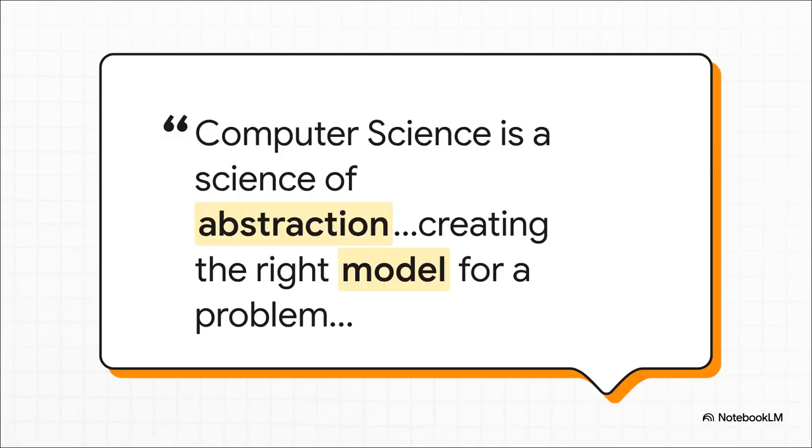And this quote is the perfect place to start. It says computer science is a science of abstraction. So what does that even mean? It means it's not really about the machines themselves. It's about building the right model for a problem. Kind of like creating a simplified map that just shows you what's important. It's actually a really creative way of thinking.